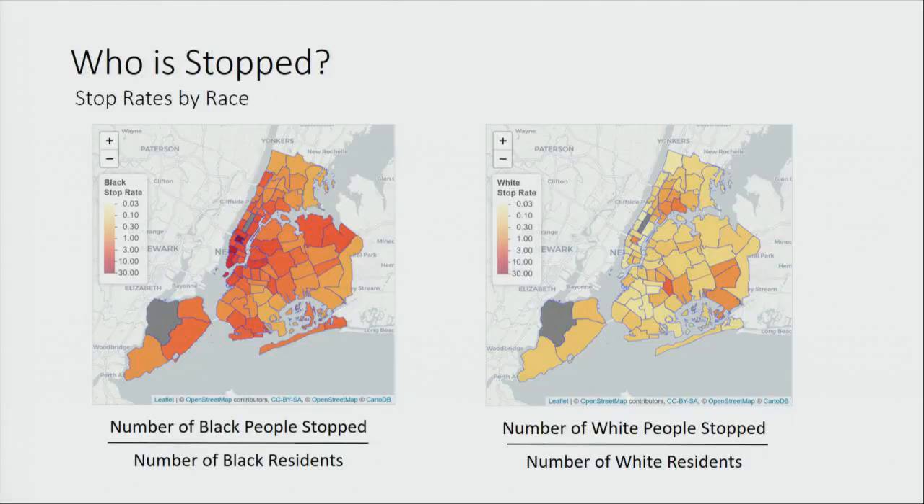So similar to the maps Harpreet was showing, we calculated stop rates for each precinct for each race. In other words, the number of people of that race who were stopped in that precinct divided by the number of people of that race who live in that precinct. On the left, we have the black population, on the right the white population, and it's clear that the map for the black population is much darker, indicating that they're more likely to be stopped.